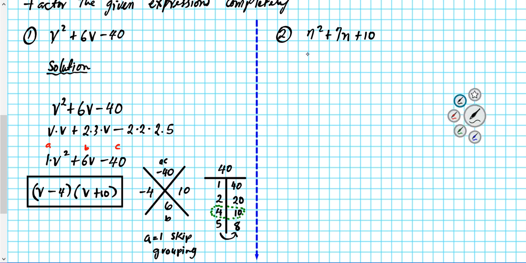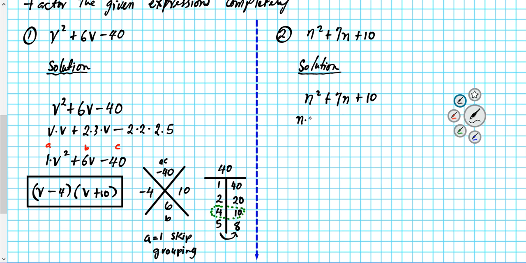We want to ask ourselves the question, is there a greatest common factor that I can pull out of the original problem? So do you see a GCF that you can pull out from n squared plus 7n plus 10? Do you see a GCF that you can pull out? Well, let's break it down to know for sure.